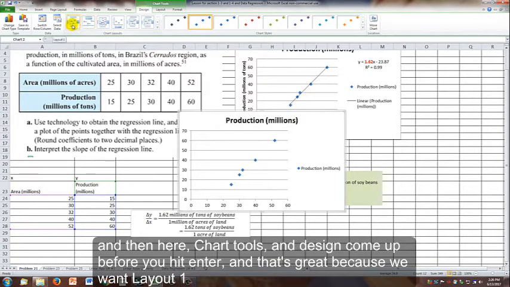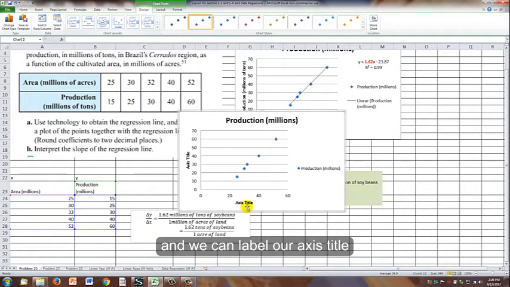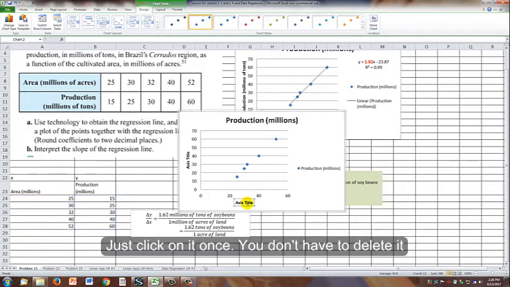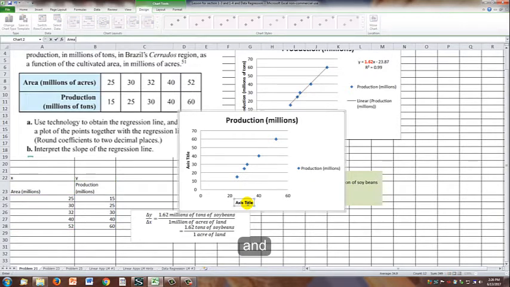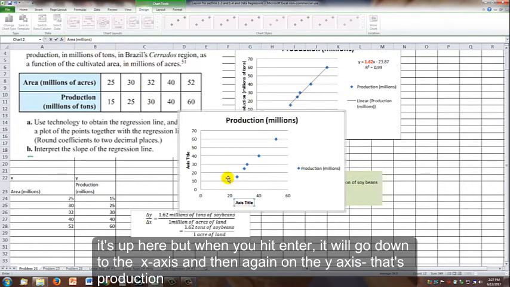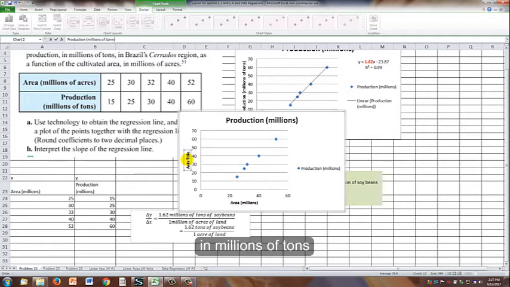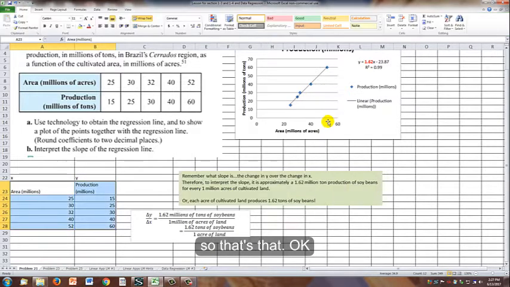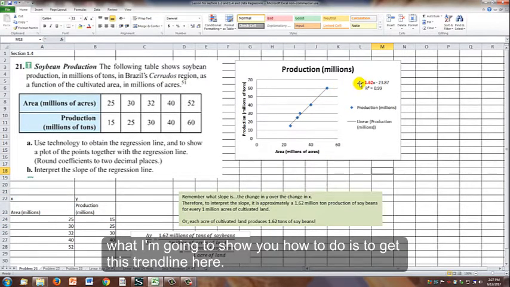great because we want layout 1, and we can label our axis title. Just click on it once, you don't have to delete it, and it's up here, but when you hit Enter it'll go down to the x-axis, and then again on the y-axis that's production in millions of tons. So that's that.